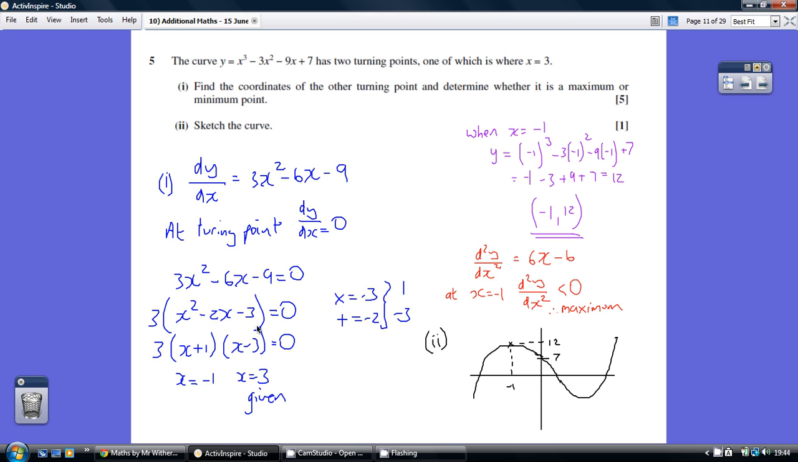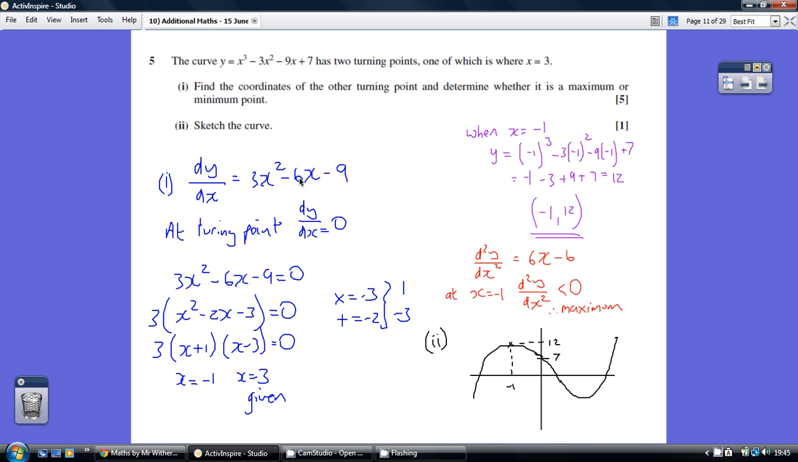So factorising this, we get (x plus 1)(x minus 3). So our two turning points are when x equals minus 1 and x equals 3. Now we were given that x equals 3, so this is the one that we're interested in, with x being minus 1. Determine whether it is a maximum or a minimum.